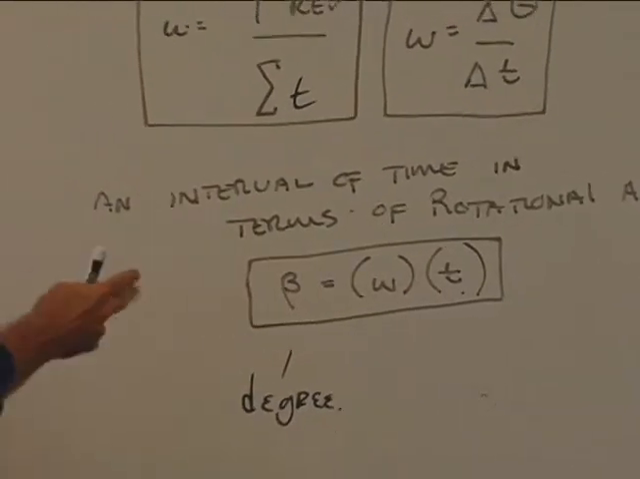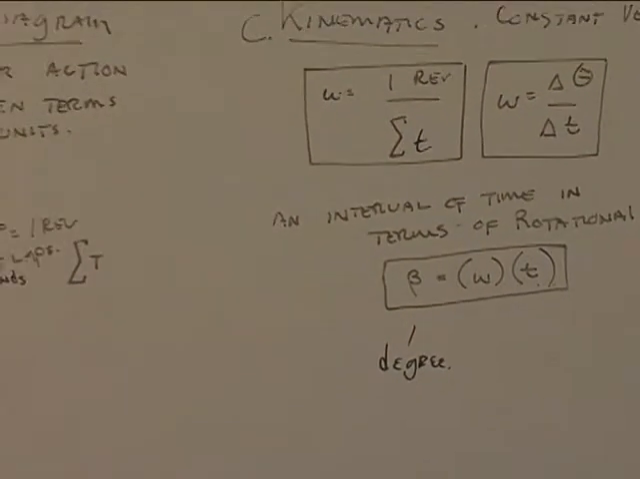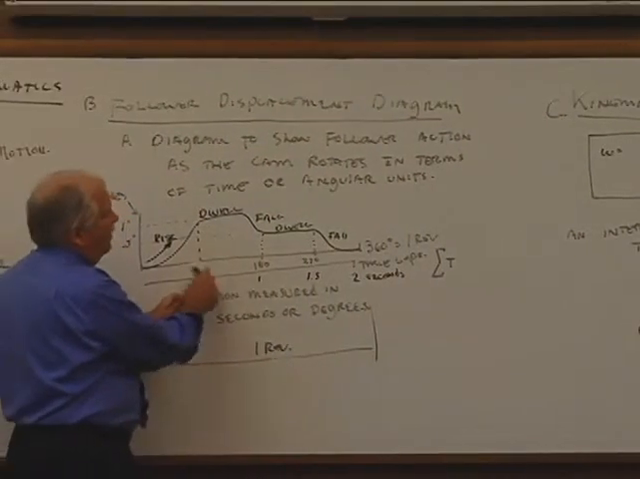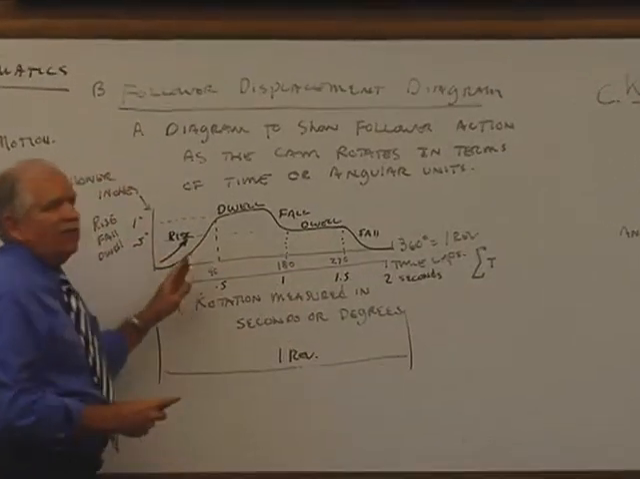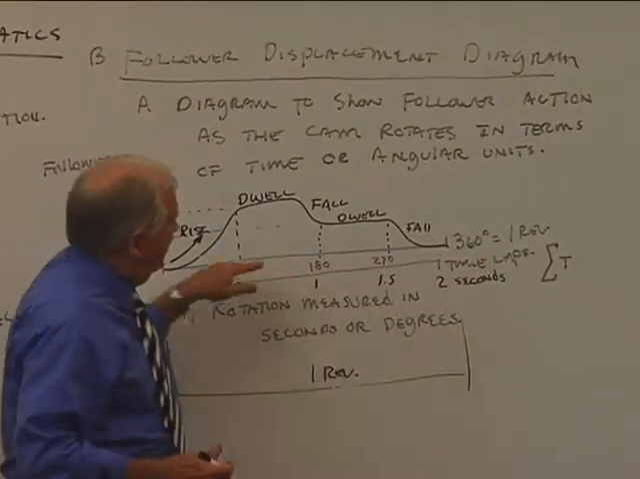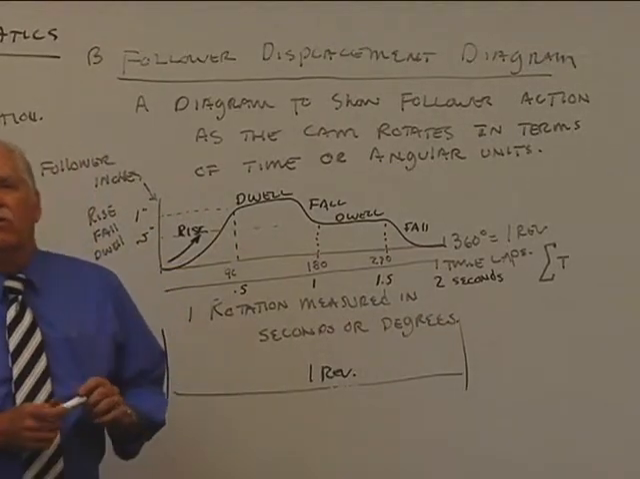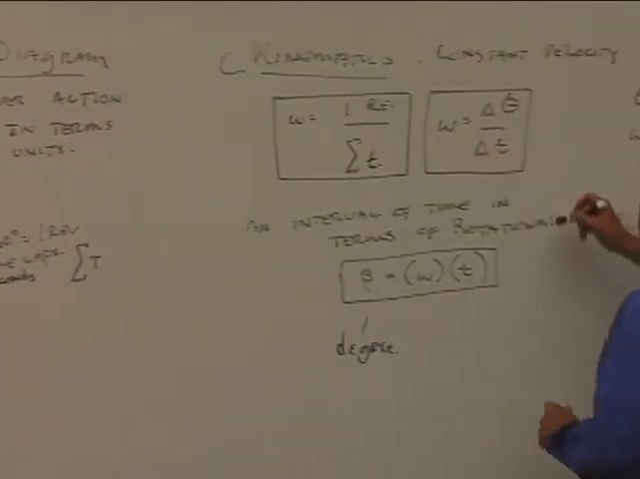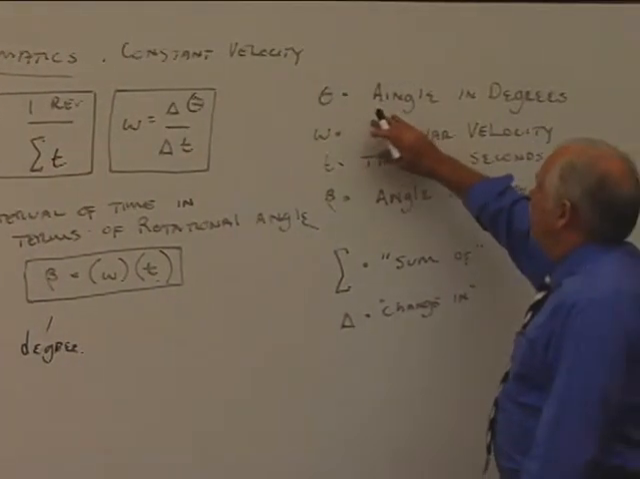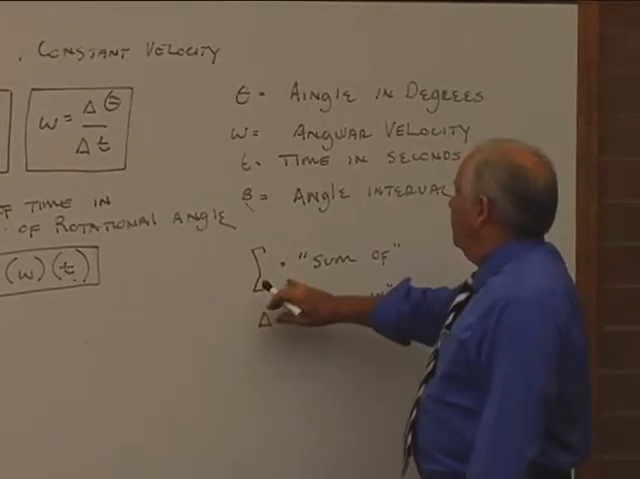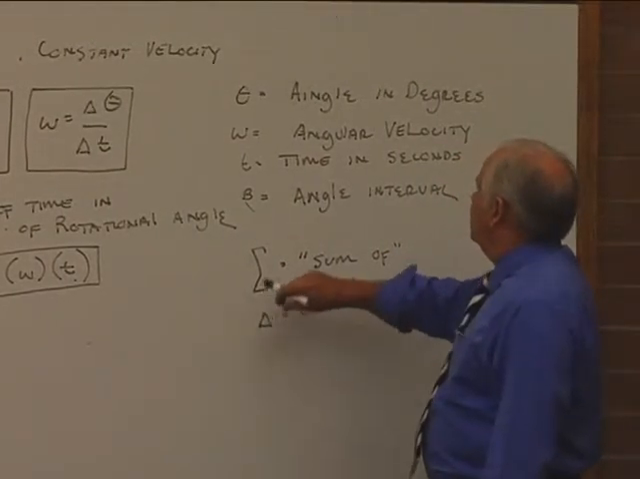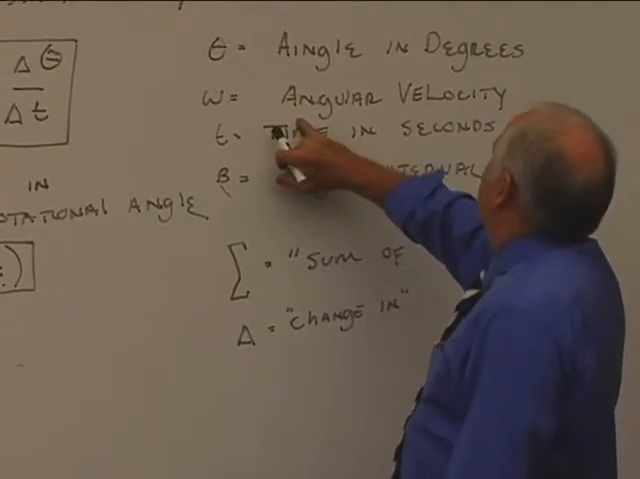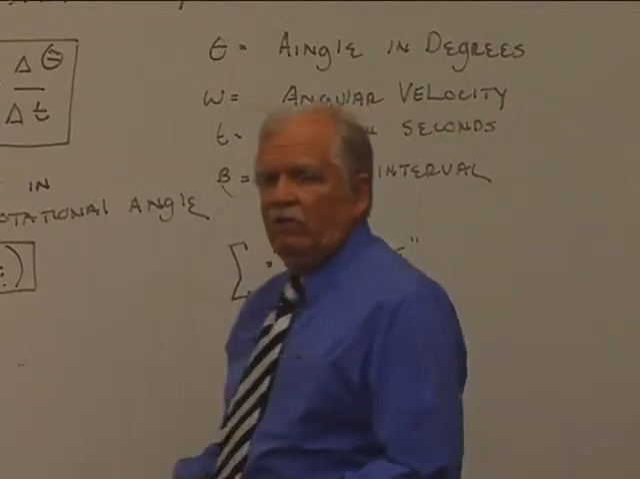So now I can compare these two lines. I can compare the line for degrees with the line for time. And so when I'm developing my diagram, I can use that formula in order to set up the length of the horizontal line. Okay, so if you just take a look at these constants, these variables, they're very similar to what we had seen before. This is the sum of, this is the change in, this is the angle of interval, time, angular velocity, and the angle in degrees.